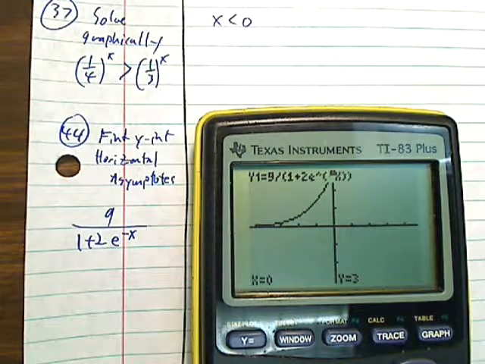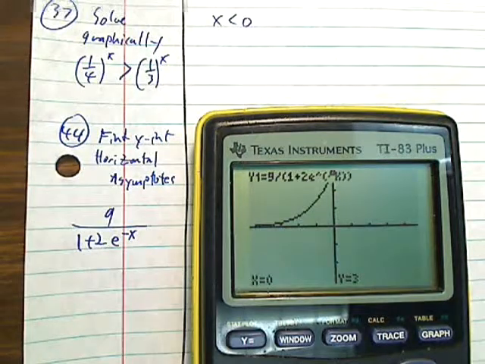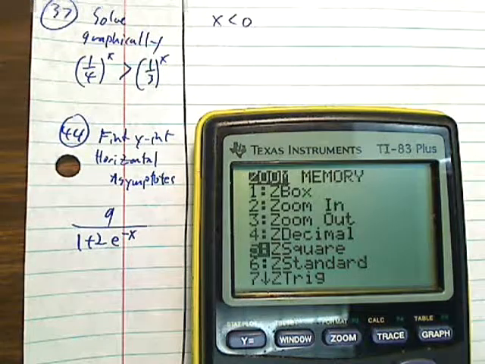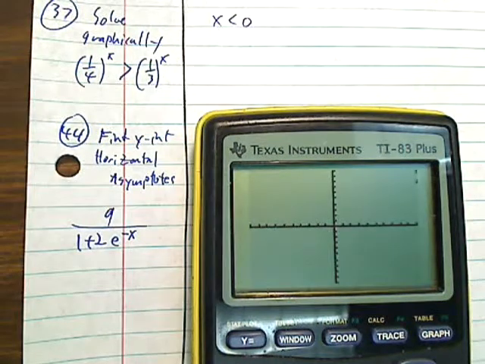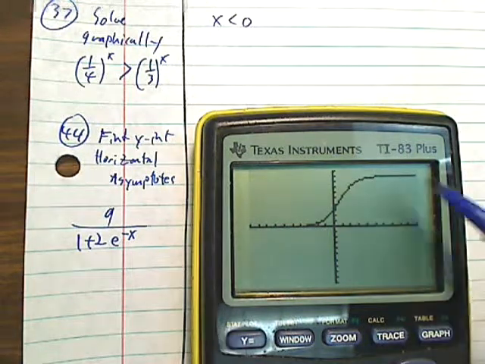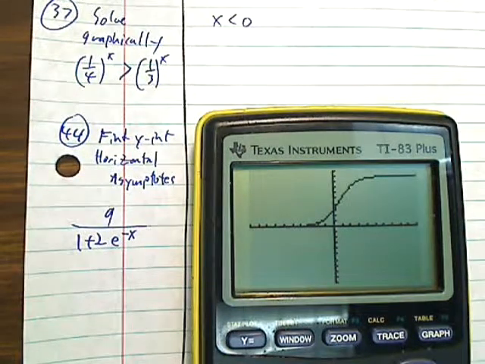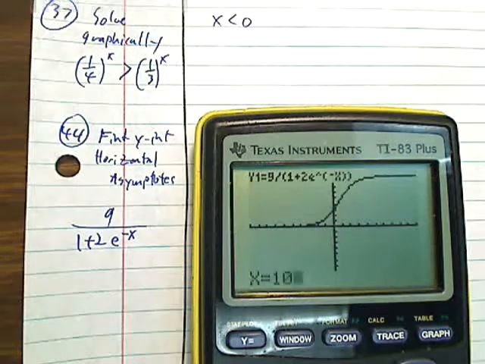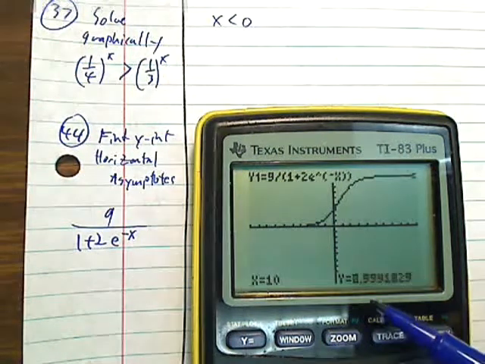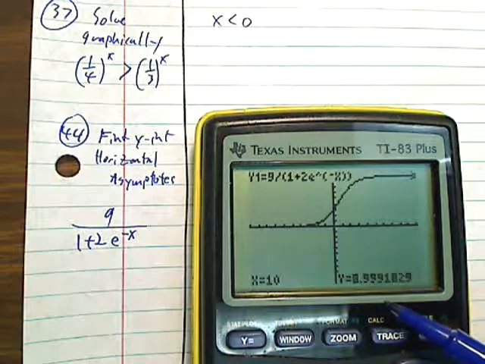Let me see. I need to find the asymptote over here. Looks like it is 0. What's the other asymptote going to be? Let's zoom standard. I guess I could just zoom fit, right? Oh, that's pretty cool. So it looks like it's at 9. Okay, and I see the number 9 there, in my problem. So I think I'm right. Let's trace over to 10 there. And you can see at 10, it's 8.999, so that looks good.